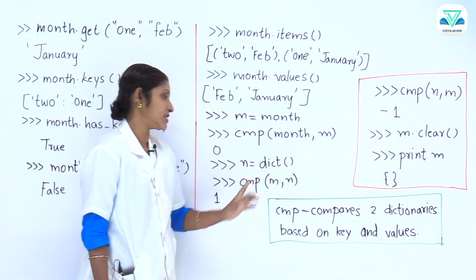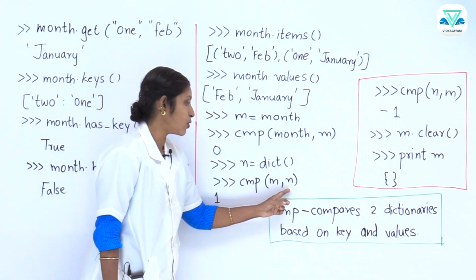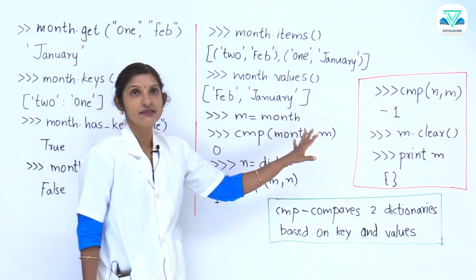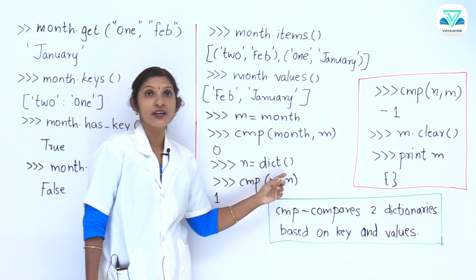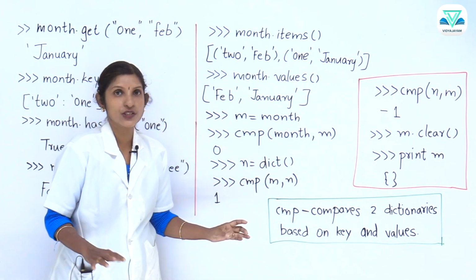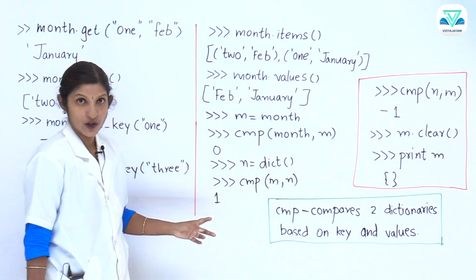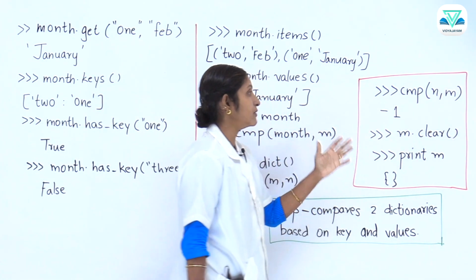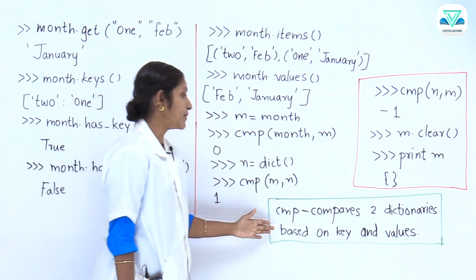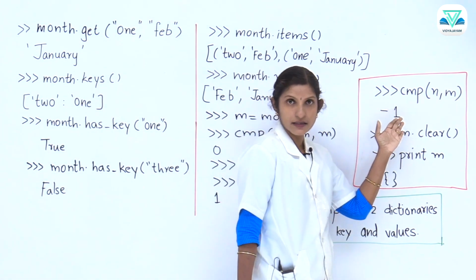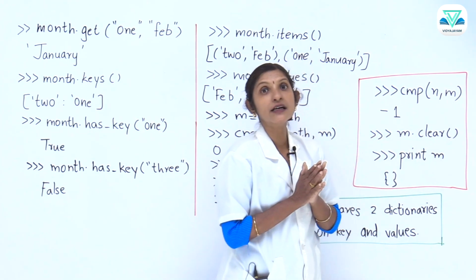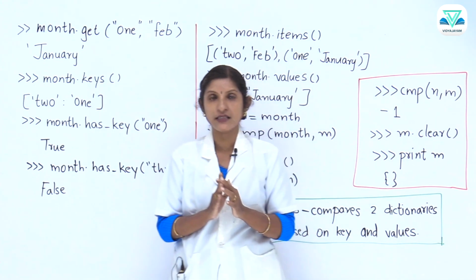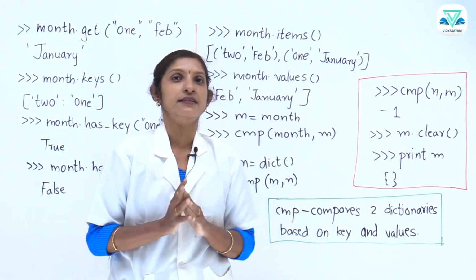N equal to dict, cmp(M, N). This will not be the same because we know that in M already month is stored, but in N we have simply written dict, nothing is stored, so it will display the answer as 1. Now cmp(N, M). In the same way when we work with it, it will also compare the values and based on that we are getting the result. M.clear will clear the values, delete the values, and it will display only the empty curly brackets since all the values get deleted.